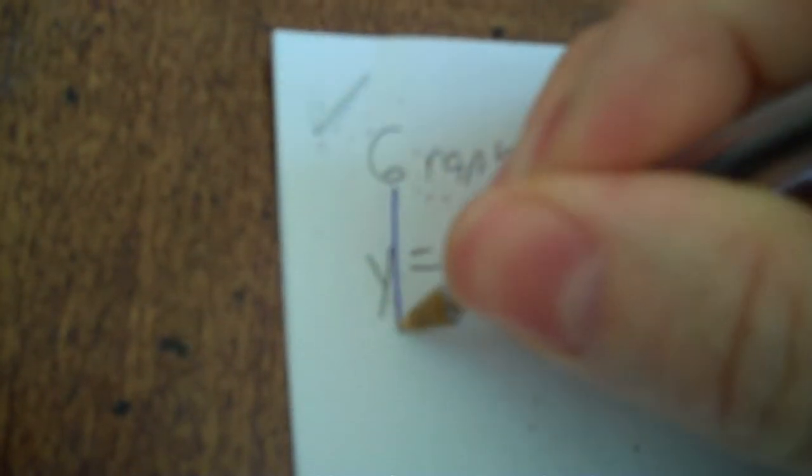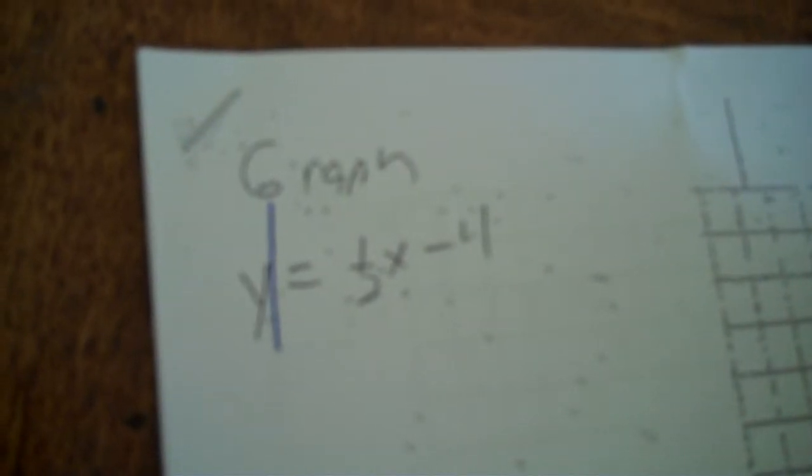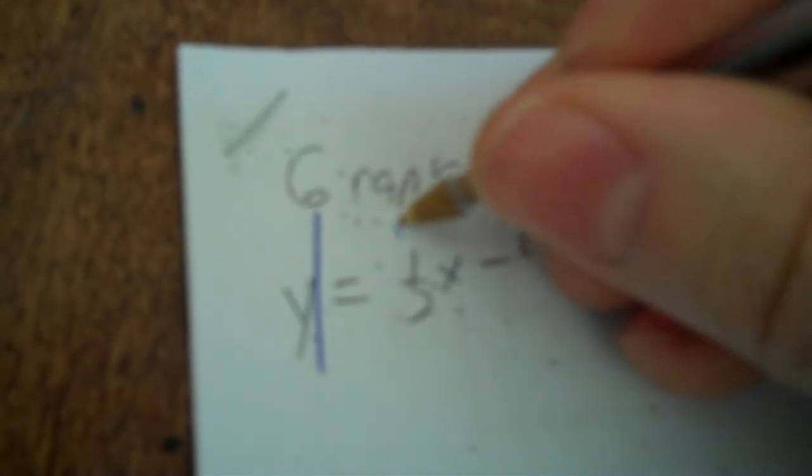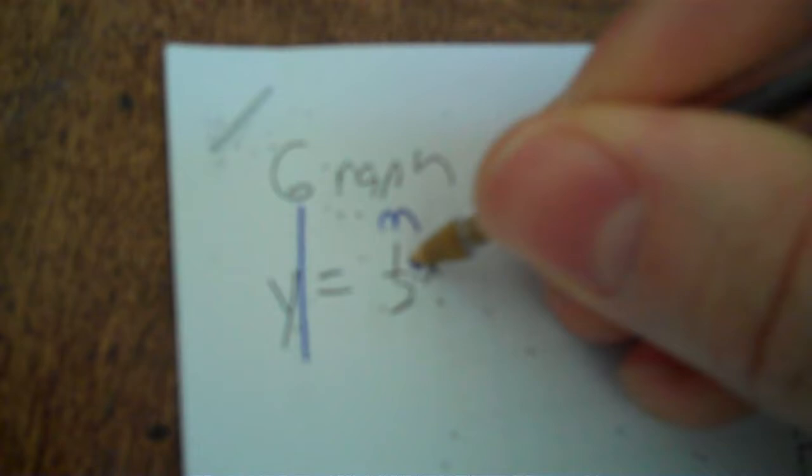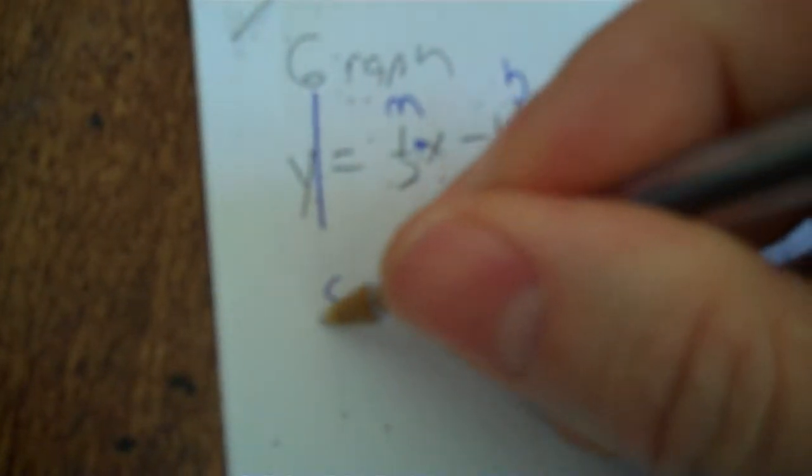Okay, graph the equation y equals 1/2 x minus 4. So you make a wall on your y side of the equation. The y is by itself, and you have your m, and you got your b. Remember, the m is the multiplier of the x. So the slope is 1 over 2, and the y-intercept is minus 4.